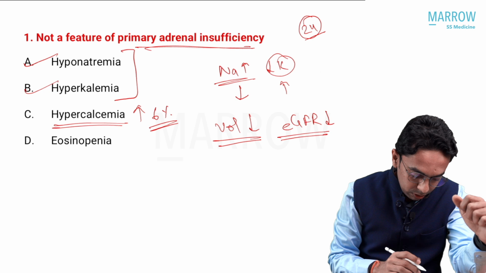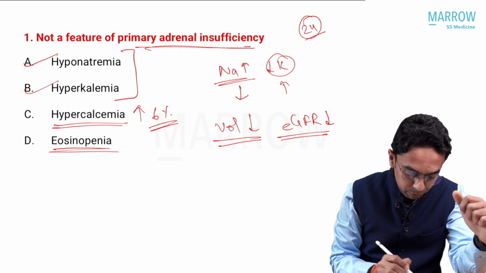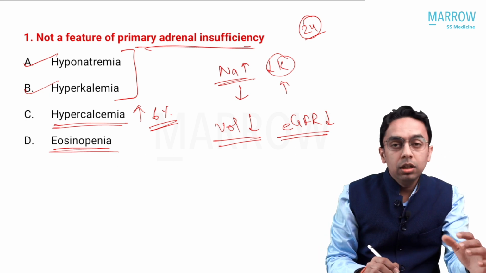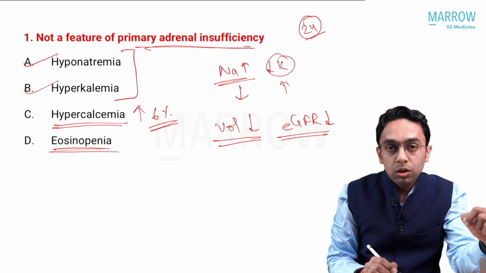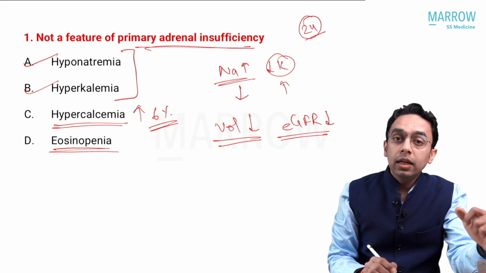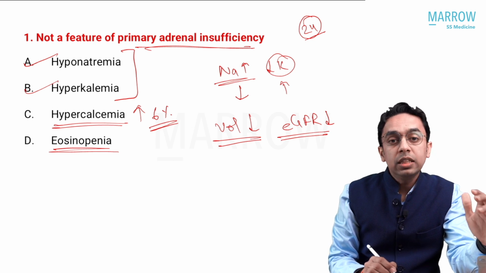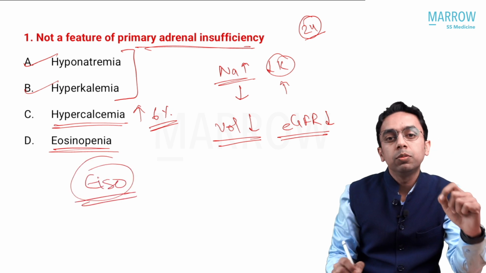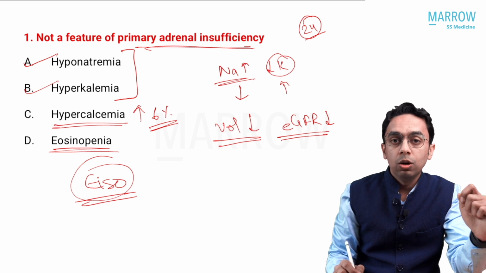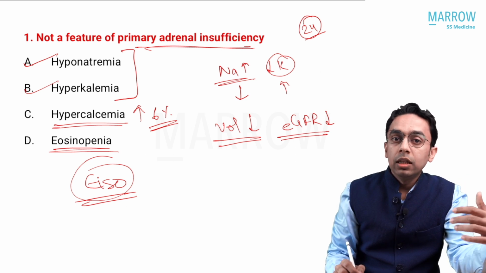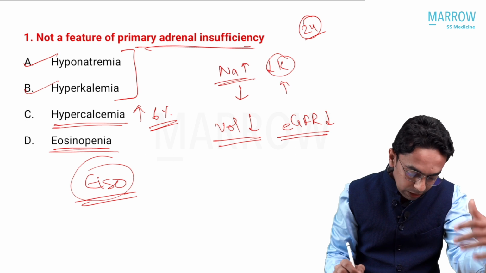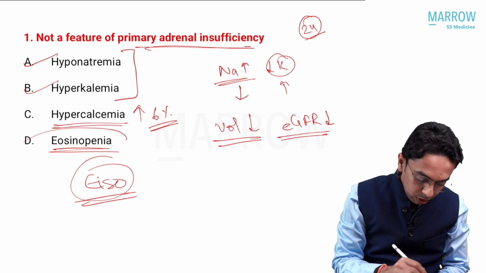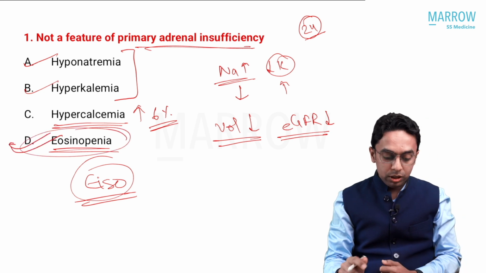And coming to our last option, eosinopenia. We know that there is a diurnal rhythm with the cortisol. The cortisol is higher in the morning. At that time, the eosinophil count is less. This has been asked various times, that eosinophil count is less in the morning. It is because of the diurnal rhythm of the cortisol. So when cortisol is deficient, there would be an increase, right? So these patients don't have eosinopenia. These will have eosinophilia. So this is the right answer for our first question.